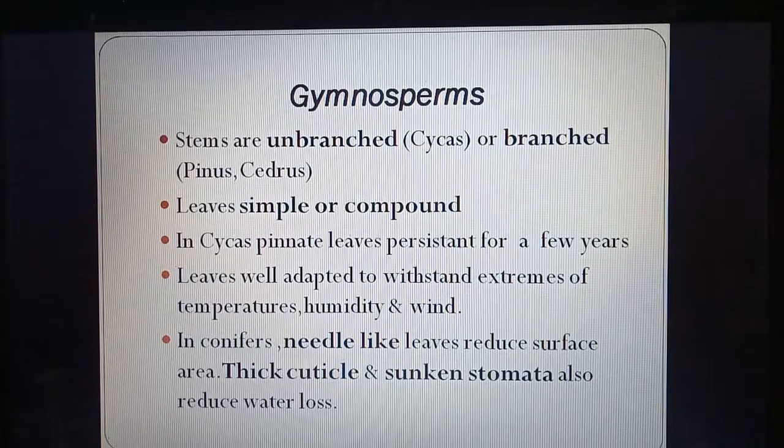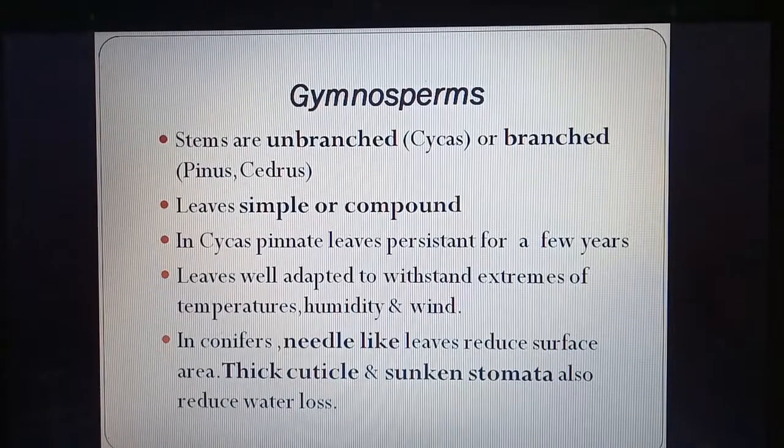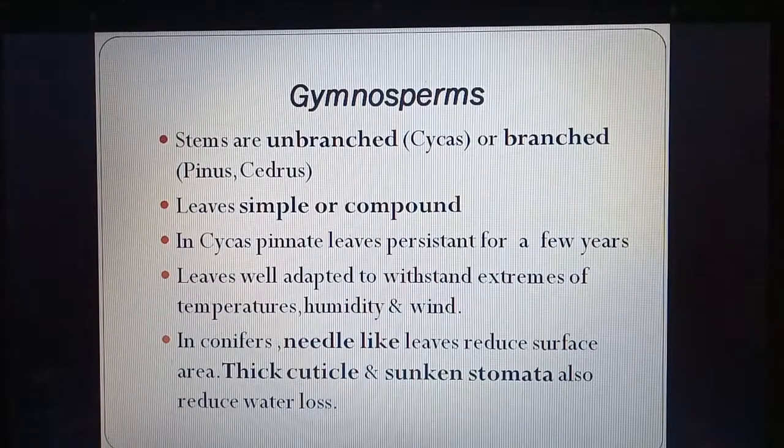The leaves are simple or compound. So in some plants the leaves are simple. Simple means it has a single leaf blade, and compound means it is divided into pieces. Like we can see the neem leaf. In Cycas, pinnate leaves are persistent for few years. So in Cycas plant we can see pinnate leaf. Pinnate leaf are those which have a thin stalk and the small leaflets are on the sides. For example, we can see neem. In neem the main stalk is there and leaves are surrounding. Same is the case with Cycas.